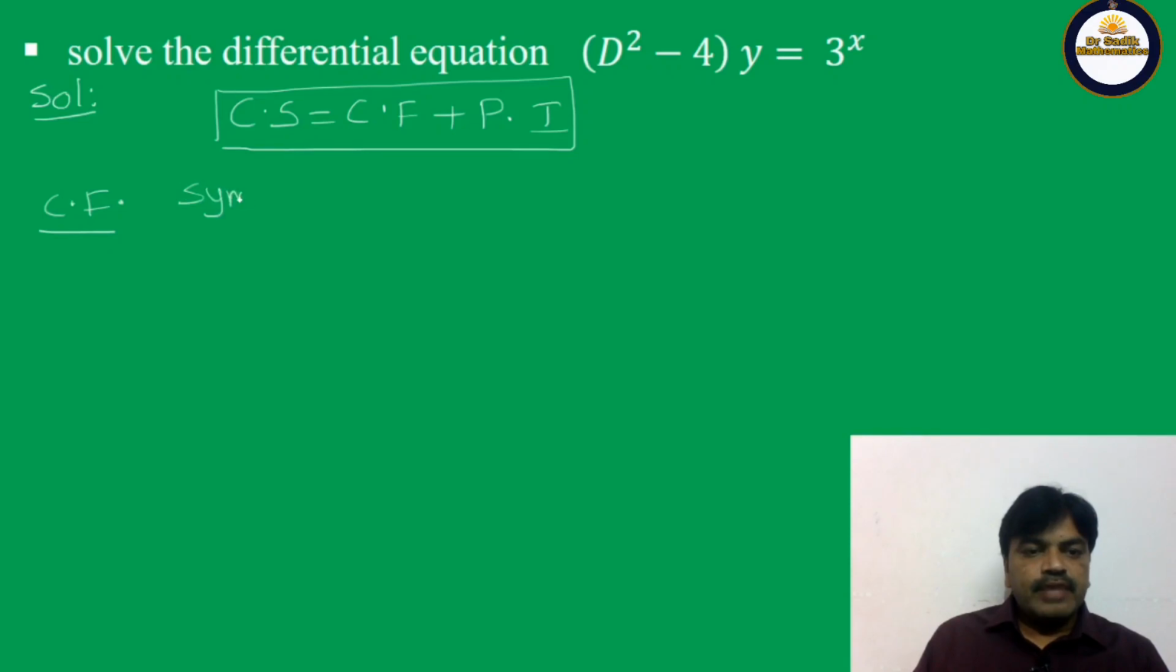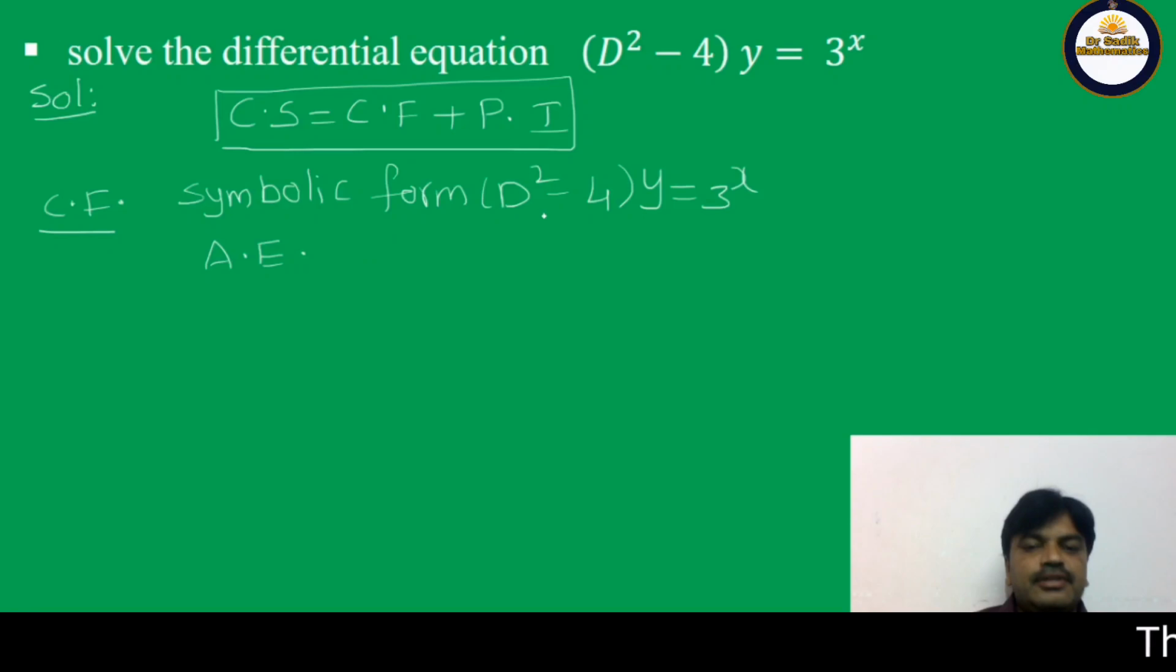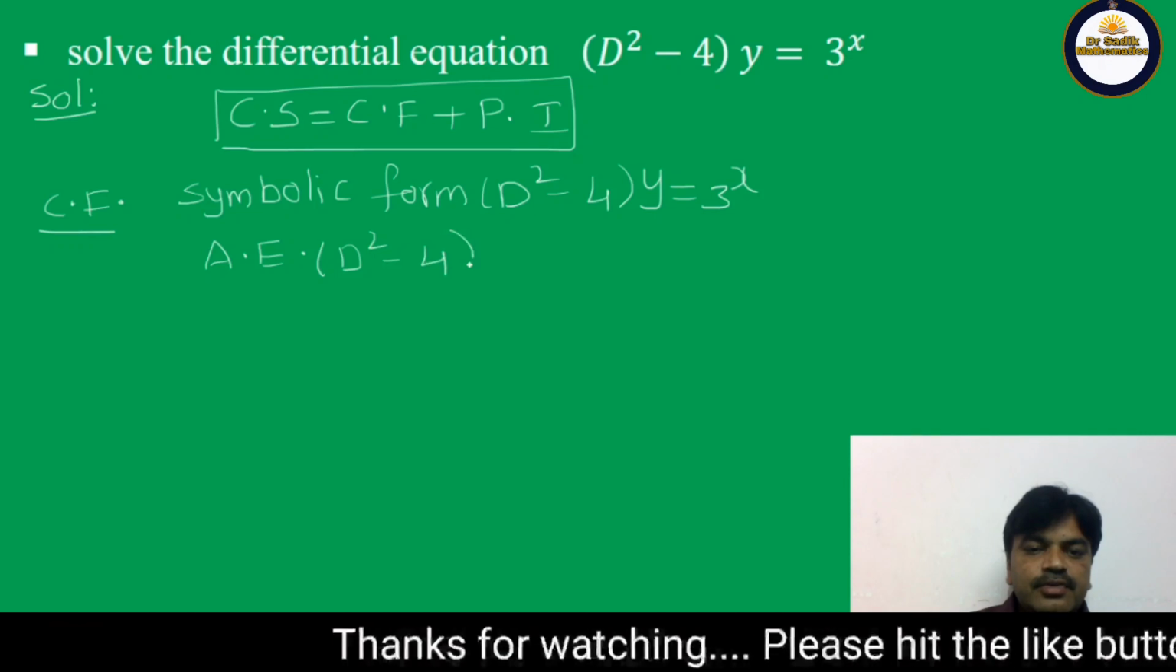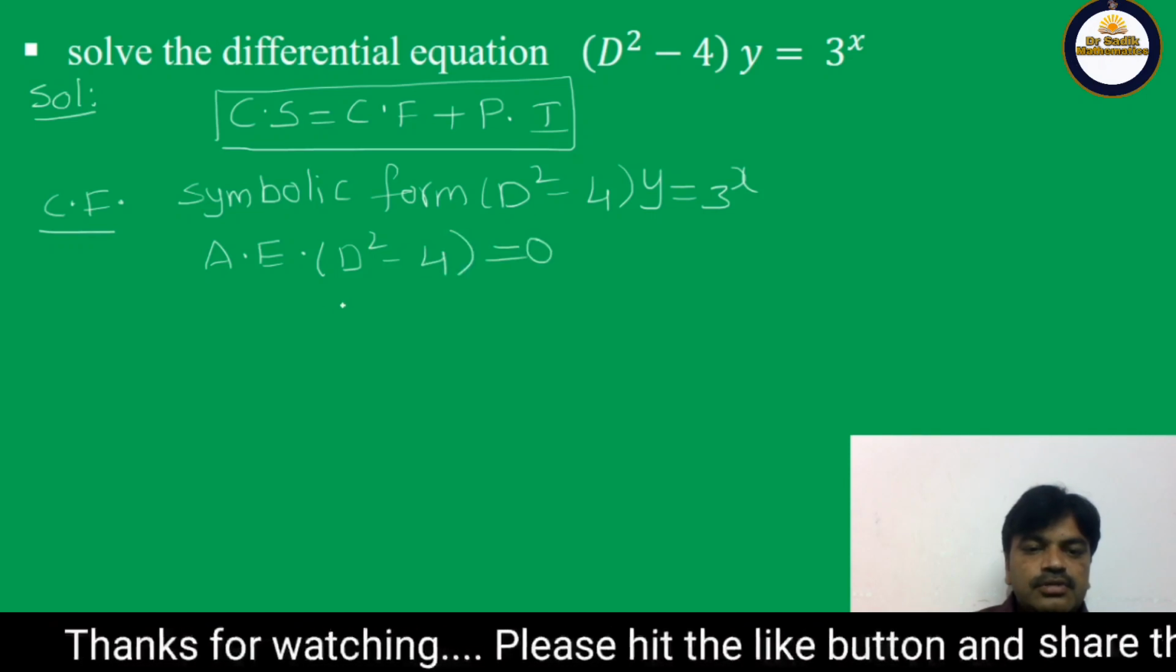Symbolic form, as usual. It is already in the symbolic form, friends. So (D square minus 4) y is equal to 3 power x. And then what is the next step, friends? Auxiliary equation. What is the auxiliary equation? The y coefficient is equal to 0. So D square minus 4 is equal to 0.